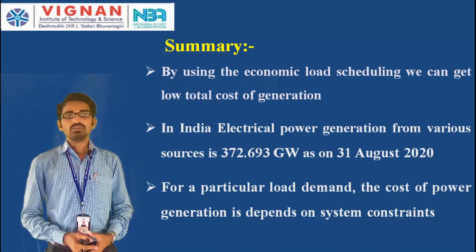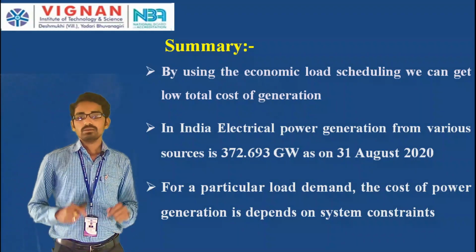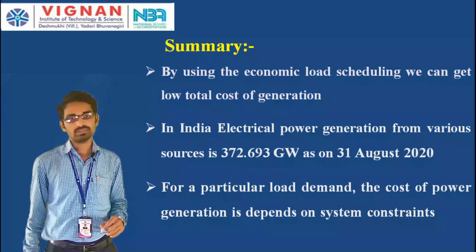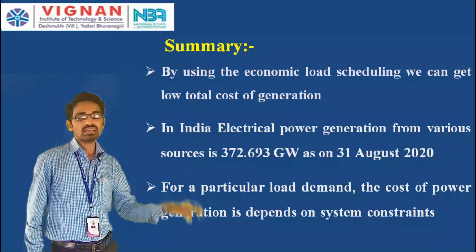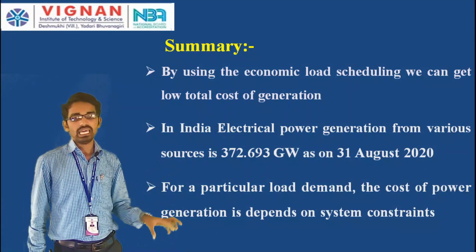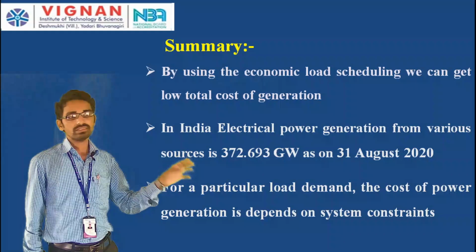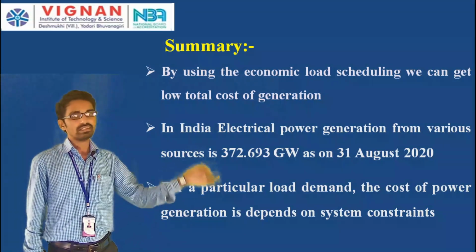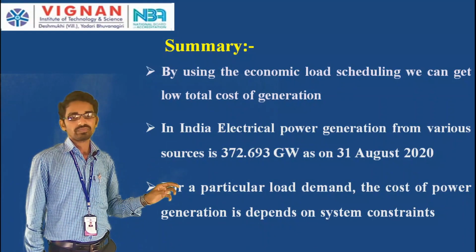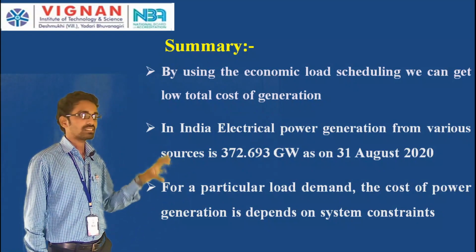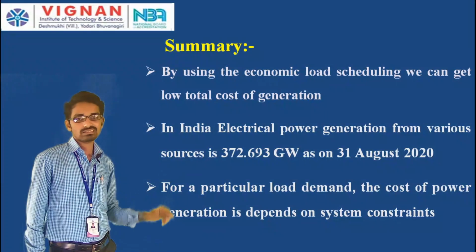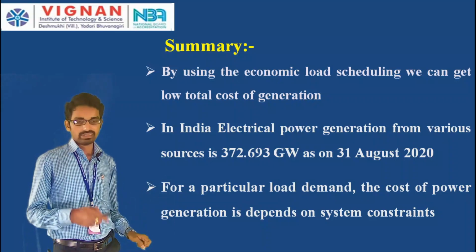Okay. If I go for the summary of this lecture, what we have seen is that by using economic load scheduling, we can get the low total cost of generation. By allocating load to the generator which will generate with less cost, we can get a lower total cost of generation. In India, we have seen the electricity generation among various generating sources, where the total generation is 372.693 gigawatts, which is the recent figure, as of 31st August 2020. For a particular load demand, the total cost of power generation depends upon the system constraints. We have seen that there are system constraints of minimum and maximum generation. For that minimum and maximum generation, we need to consider the constraints. By considering the constraints, we have to allocate the load, right.